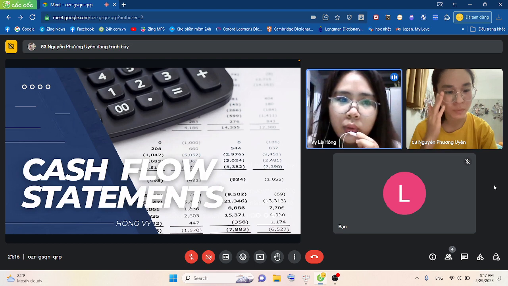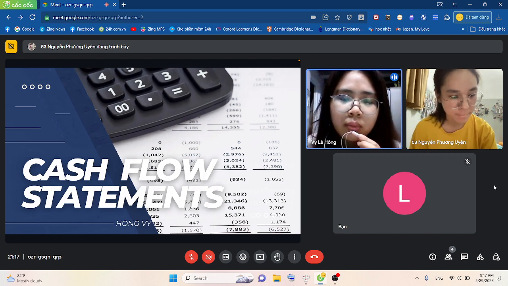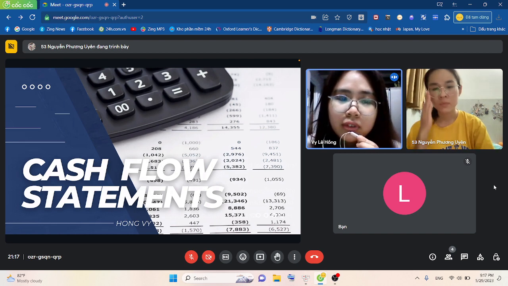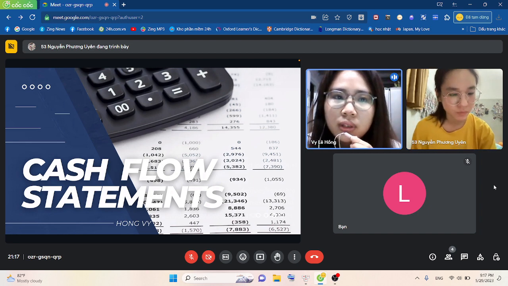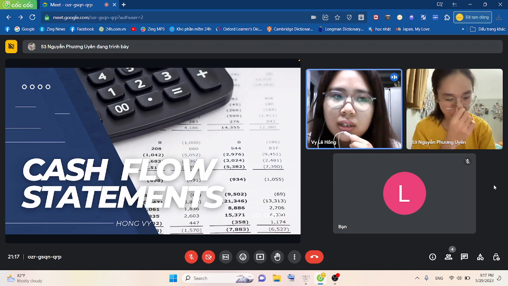Hello everyone, I'm Hongwei and in today's presentation I would like to introduce the cash flow statement. Money is likened to the blood of business. Without money, the operation of the business will be difficult. If it cannot find funding, the business will go bankrupt. Therefore, business managers, including investors and sponsors, are very interested in the cash flow situation of the business.